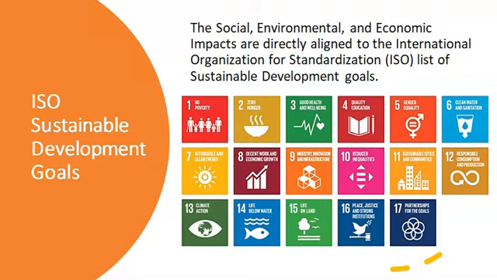ISO Sustainable Development Goals. It's important to note that the social, environmental, and economic impacts are directly aligned to the International Organization for Standardization, the ISO, list of Sustainable Development Goals. Now, there are 17 such goals. What we'll be doing in this presentation is to identify those goals that are directly aligned to the three main pillars.